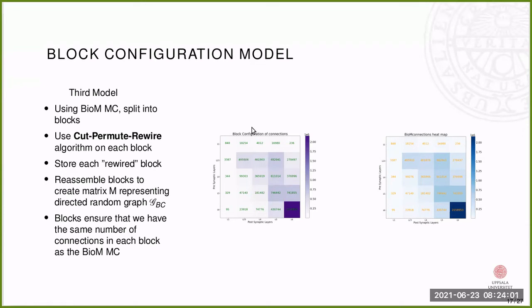And then once we have all 25 blocks rewired, we can put them all back together to reassemble the matrix M. And this gives us a representation of the graph G sub BT. On top of maintaining the same row sums and column sums, representing the out degree and in degree of each neuron, we also maintain the number of connections in each block. So we have 848 here, and again we have 848 here, which is supposed to happen this way since we're focusing on the blocks.